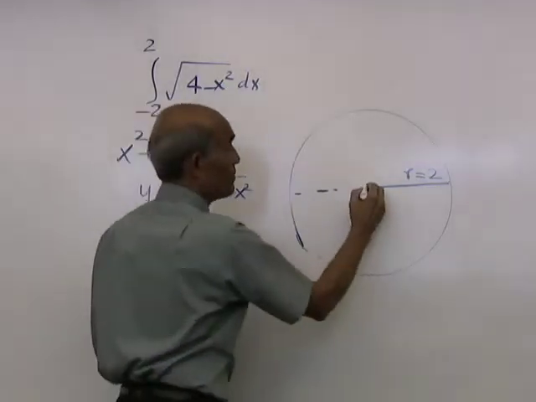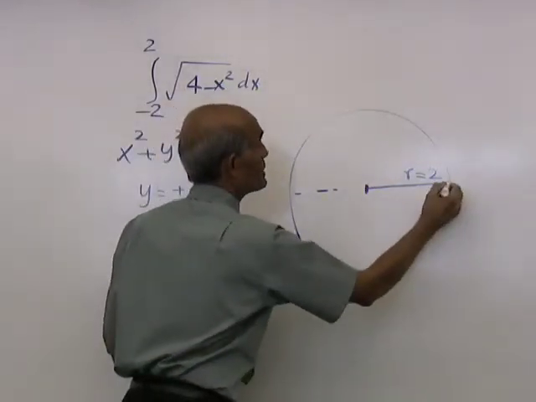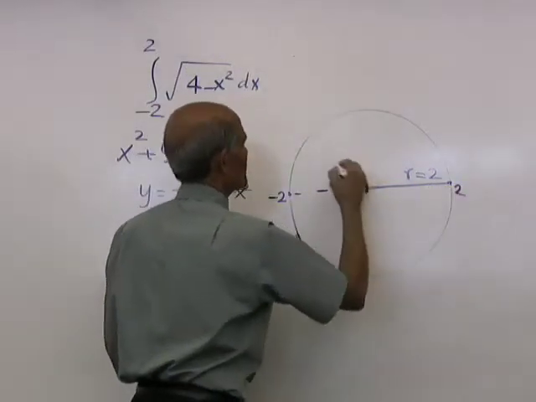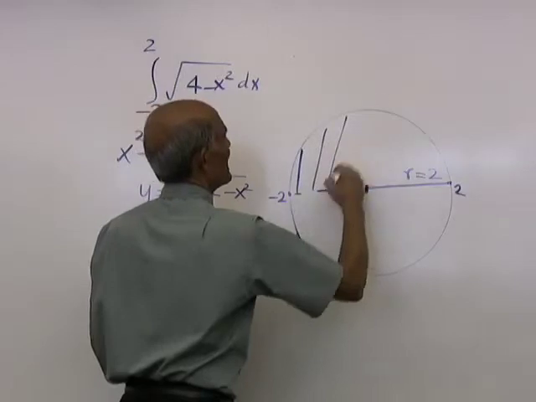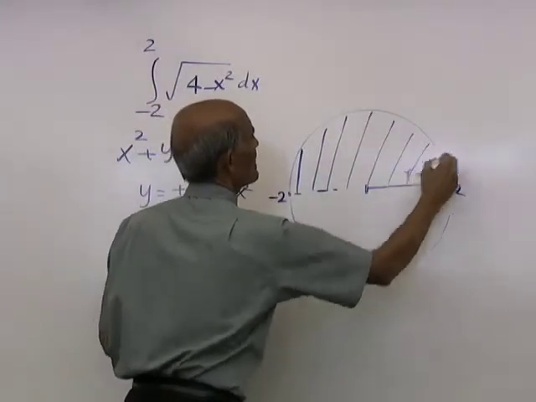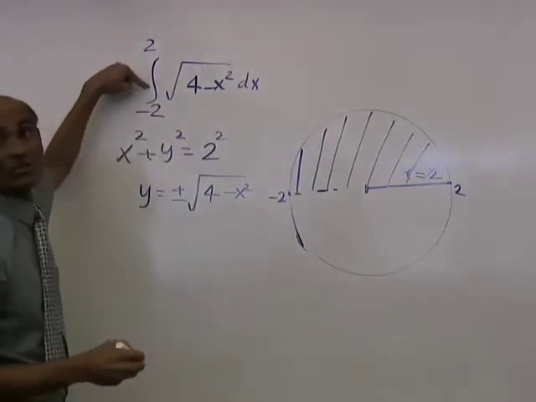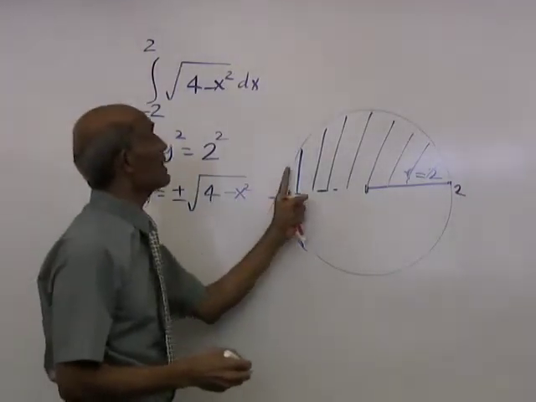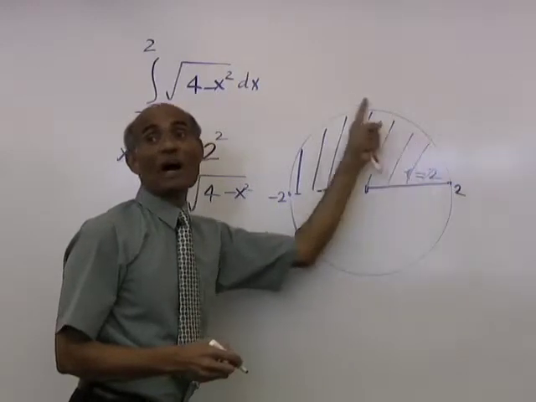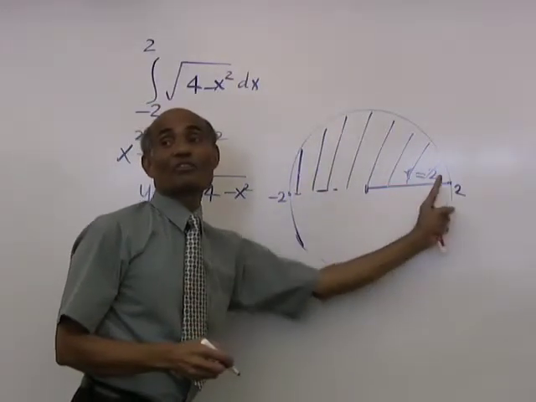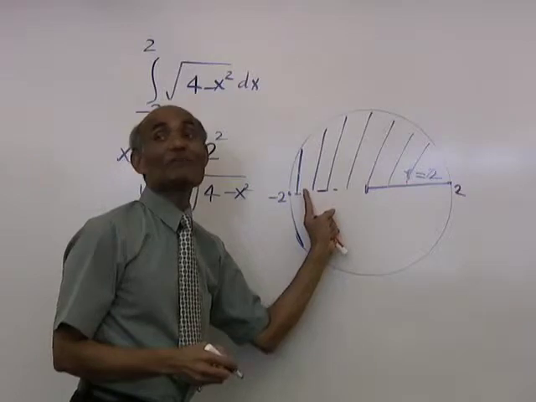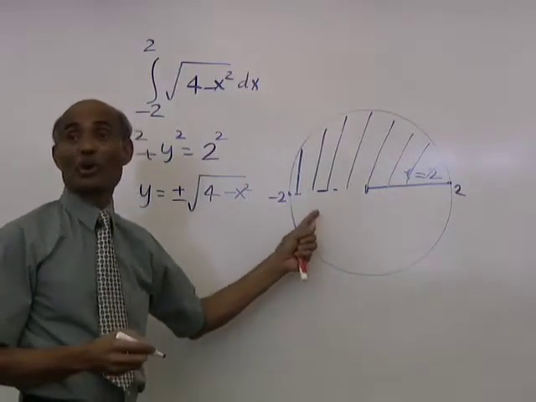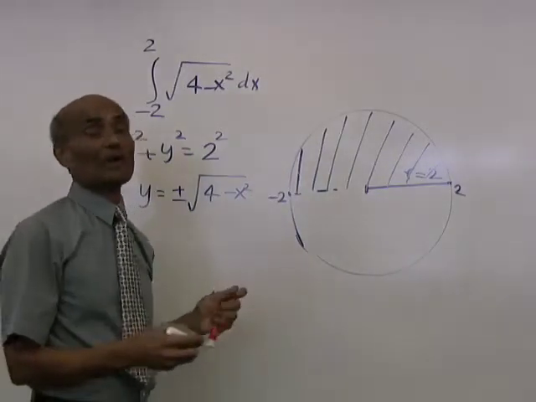Therefore, this is the origin. Radius equal to 2, therefore this is negative 2 and this is positive 2. So the definite integral defined by this integral negative 2 to 2 of square root 4 minus x squared dx is the upper part of the area of the circle. In other words, it is half of the area of a circle of radius 2.